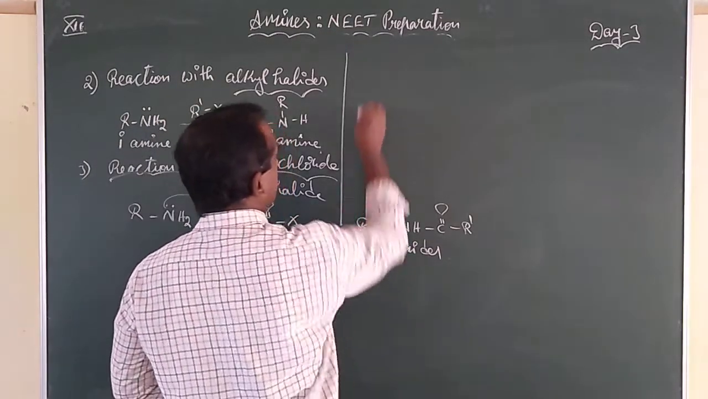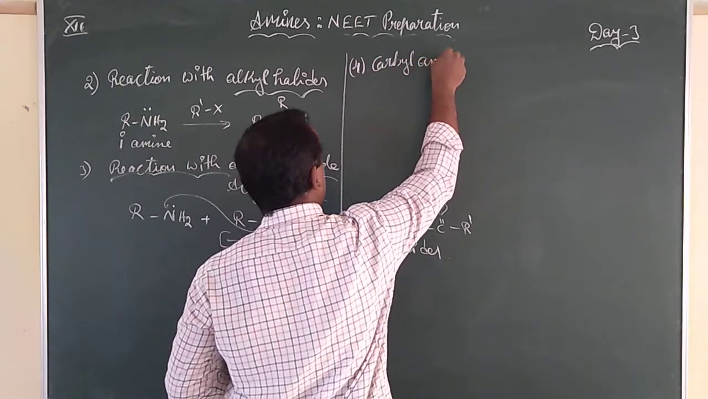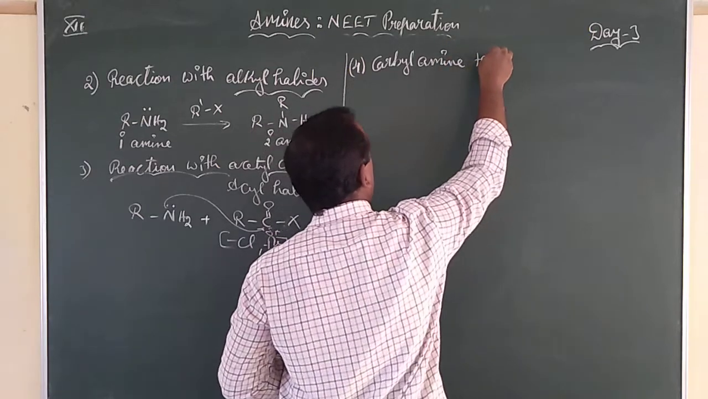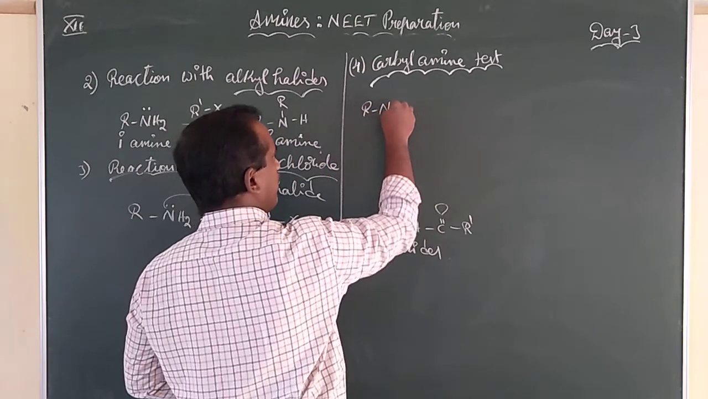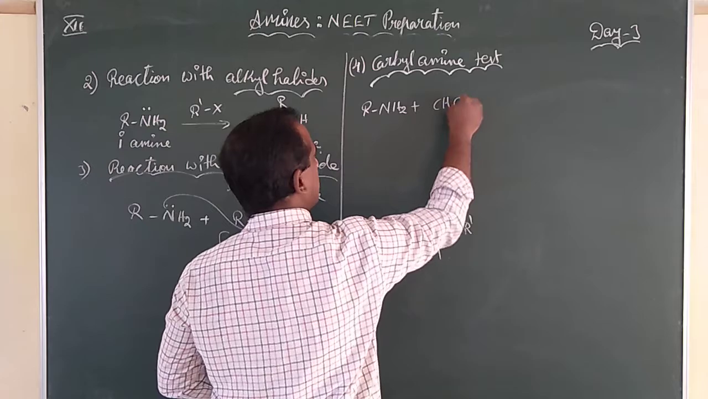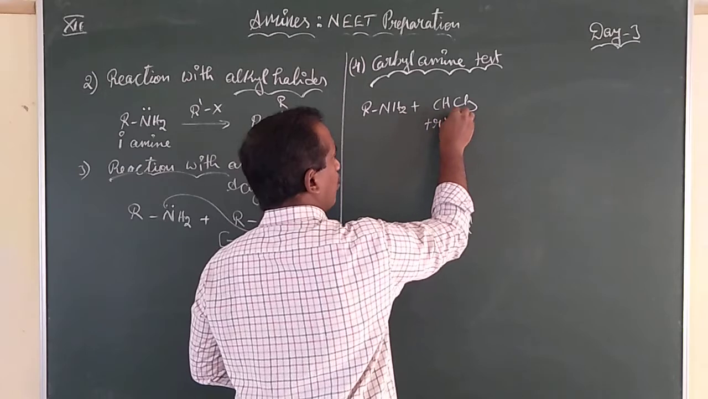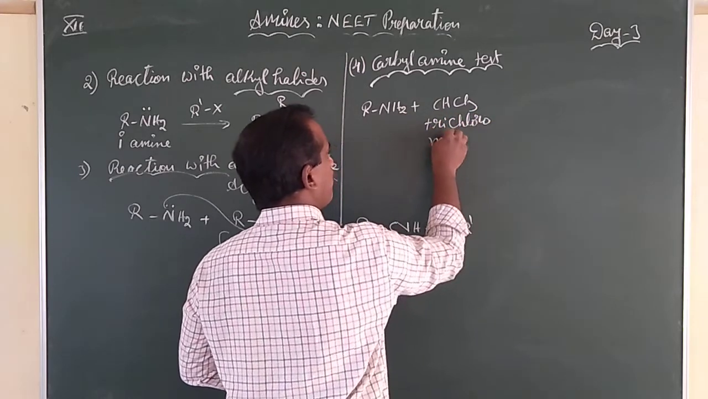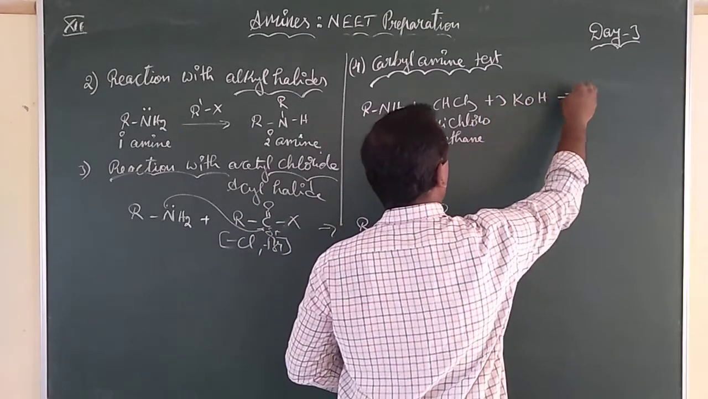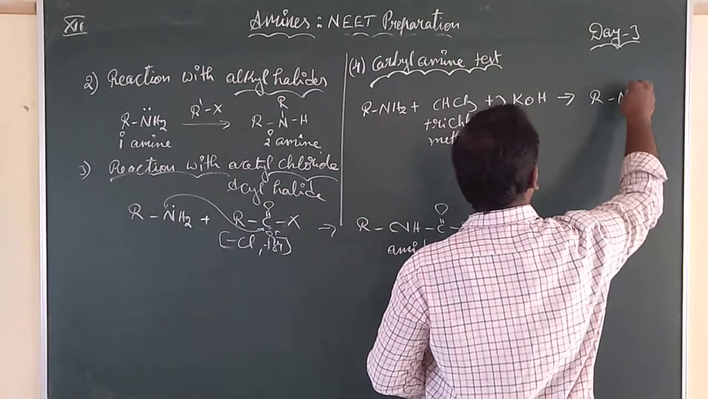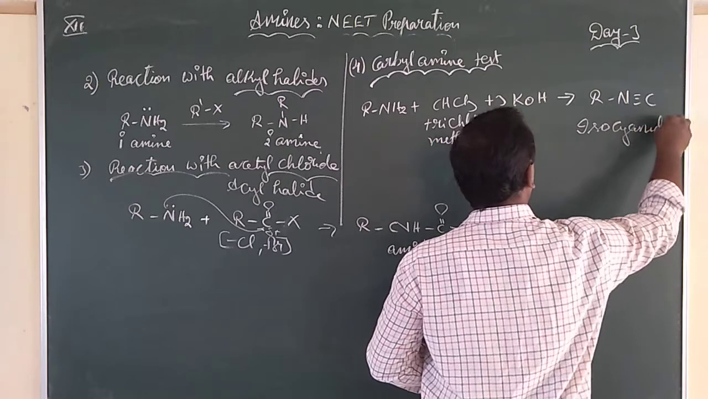But our main fourth property is regarding our carbylamine test. Carbylamine test means our primary amines, especially primary amines, once we react them with CHCl3, which is called trichloromethane, in the presence of potassium hydroxide, they will form R–N triple bond C. What is the product here? It is called an isocyanide.